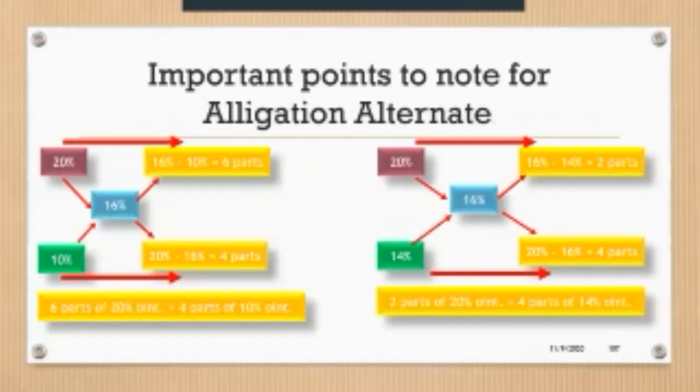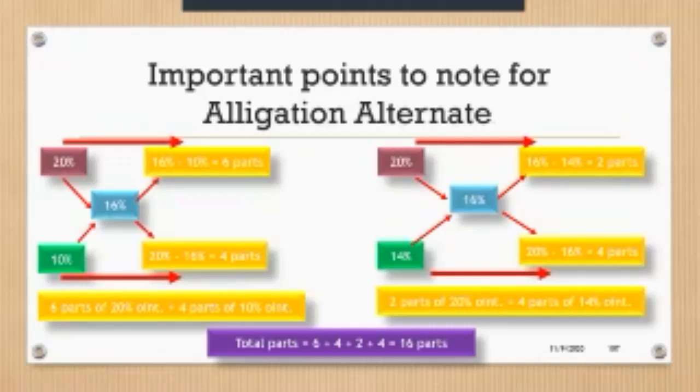And on this side, you're going to be using 2 parts of the 20% and 4 parts of the 14%. What are you noticing? You're noticing that you're going to be using more parts of the 20% in comparison to the other mixtures. As a matter of fact, you're going to be using a total of 8 parts of the 20%. So let's see how this goes. So the total parts is going to be 16. Let's see how we can apply those.